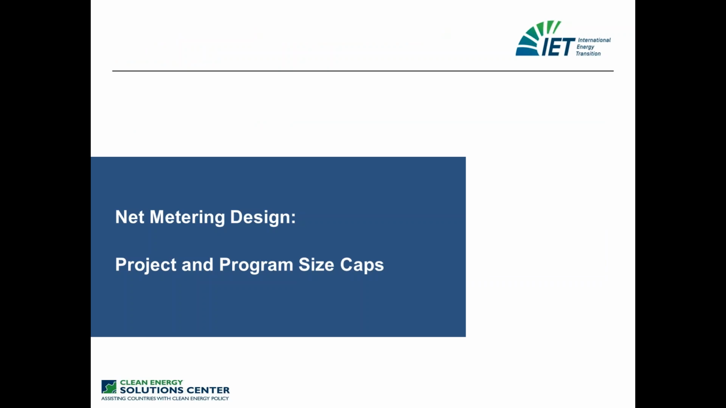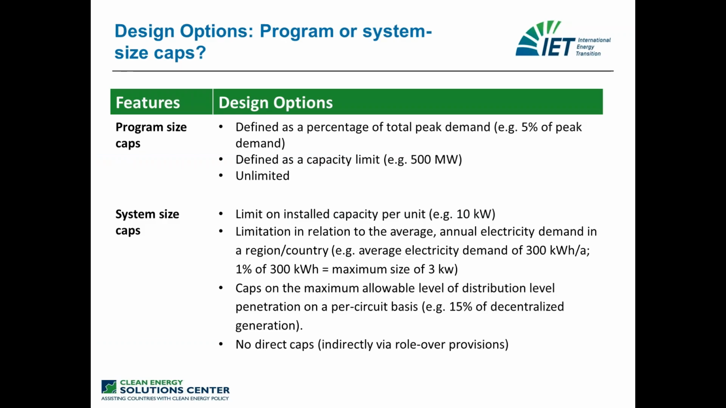Now to some of the more complex net metering design options. This is, of course, the project and program size limitations that you might face. First of all, the program size cap, so limiting net metering altogether. This is sometimes done in countries for several reasons. The most obvious reason is that the utility is normally not so much in favor of net metering programs because they fear that they lose customers to the prosumer part of the market, and therefore they normally try to limit net metering in the first stages.